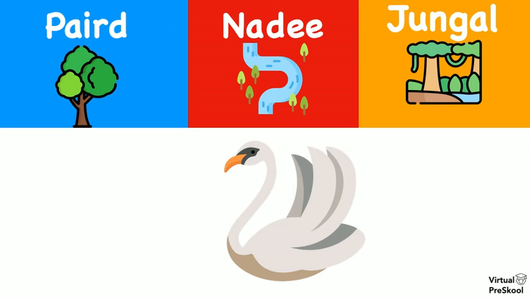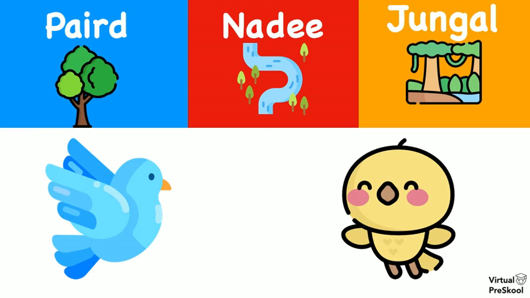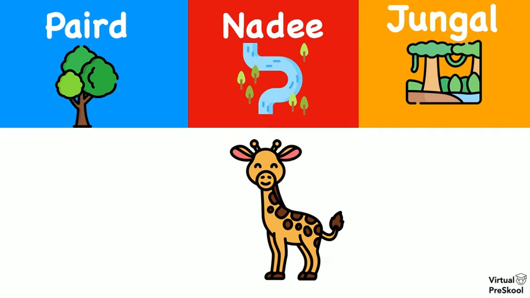What about the hans? Hans is a swan. Does hans live in ped, nadi, or jungle? In the nadi, right? What about the chidiya? Chidiya are birds. Where does the chidiya live? In the ped, nadi, or jungle? Chidiya live in the ped.